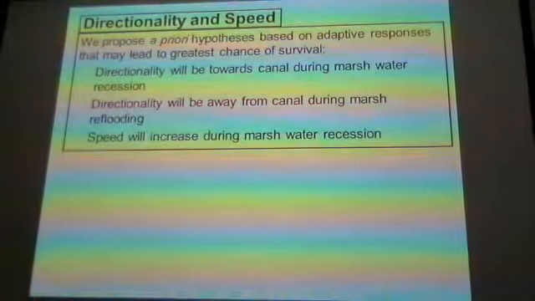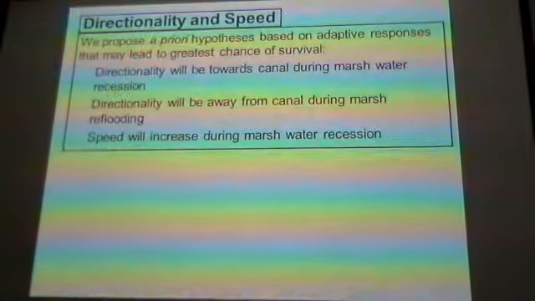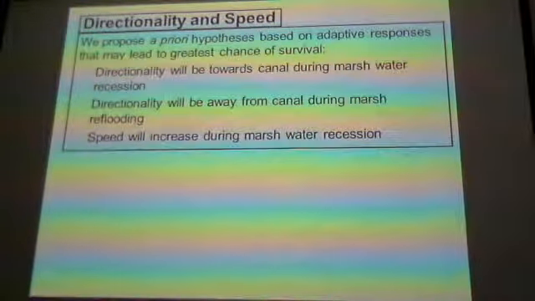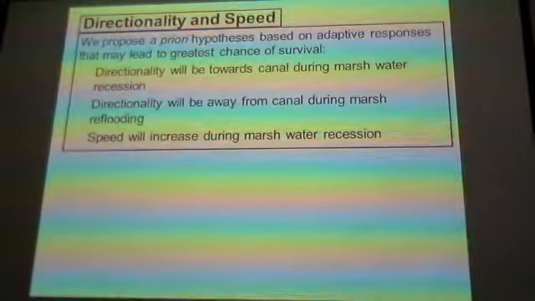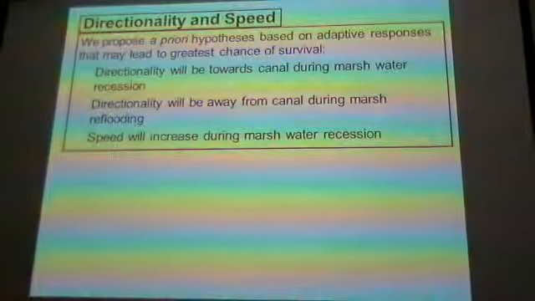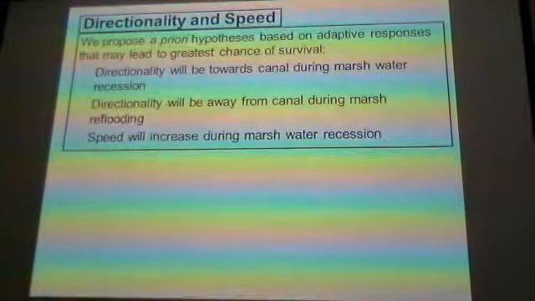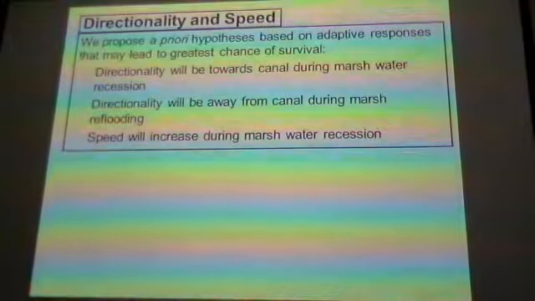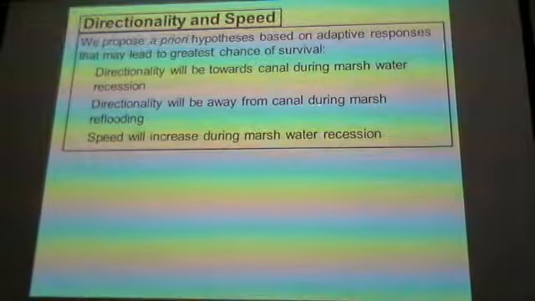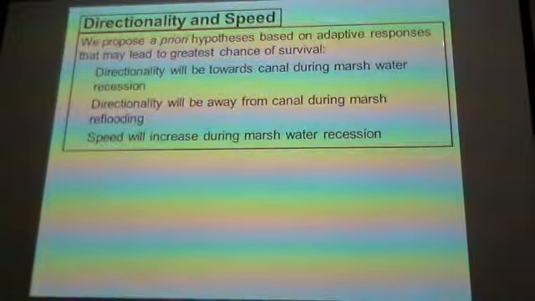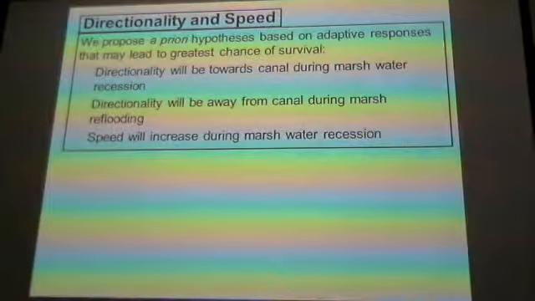So just thinking about this in terms of adaptive responses, as the water level is going up, we would predict that animals are moving away from the canal to access these new areas. Water levels are going down, they're moving back, and then speed will increase during marsh water recession, which again is just an adaptive response that makes sense.